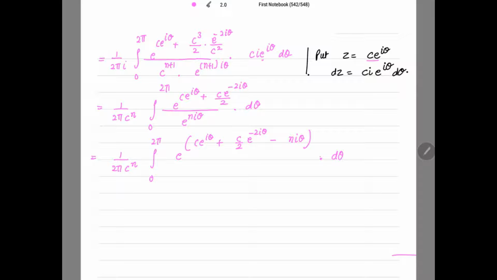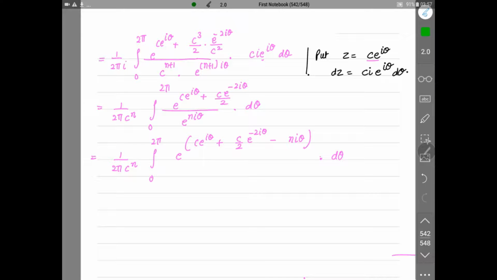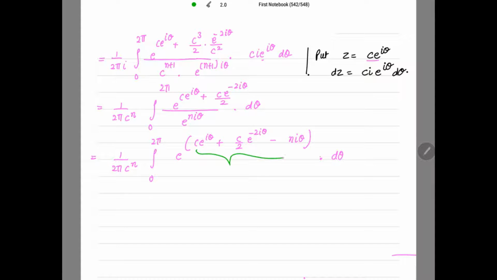Now what we have to do is change this e to the power iota theta into cos theta plus iota sine theta. Because again and again we have to write this, let's take it to be equal to t, just to solve the further steps. So I take t to be equal to c e to the power iota theta plus c by 2 e raised to the power minus 2 iota theta minus n iota theta.